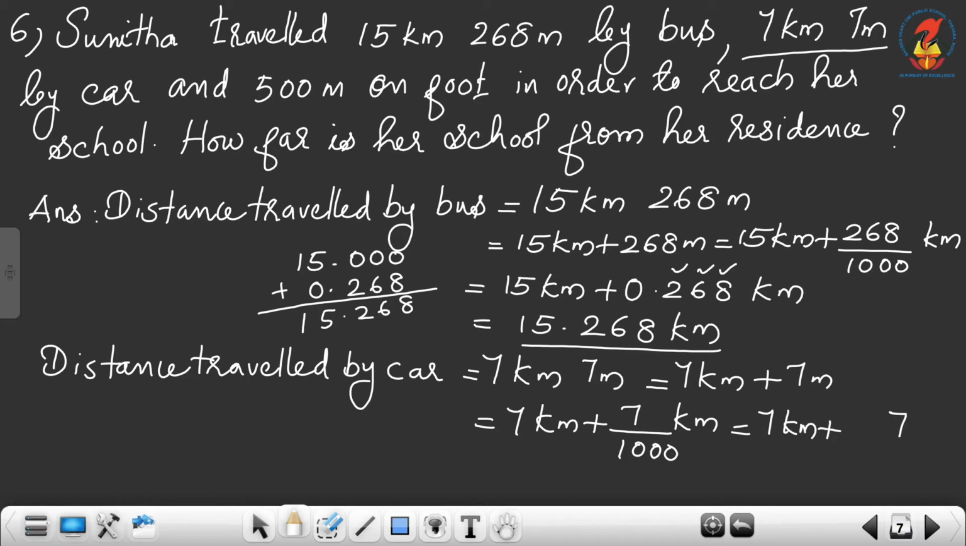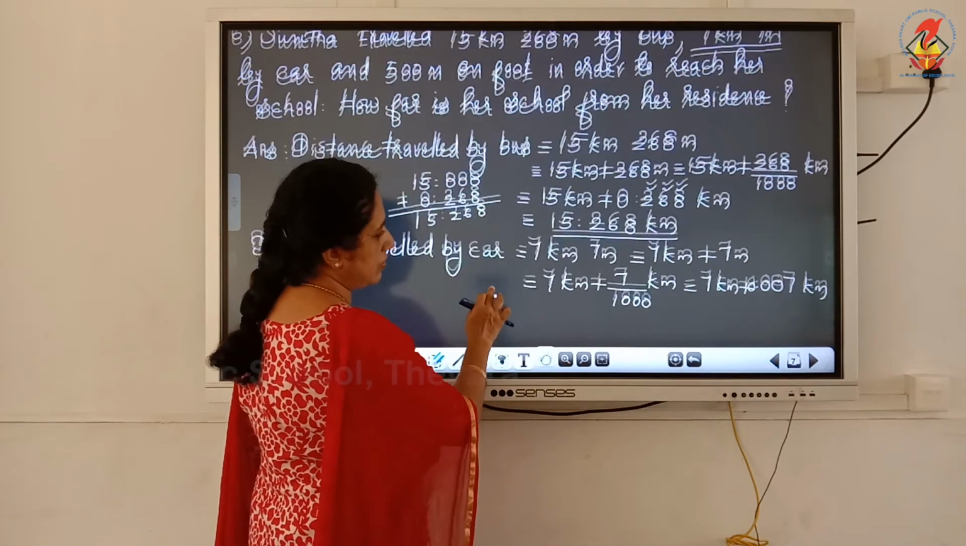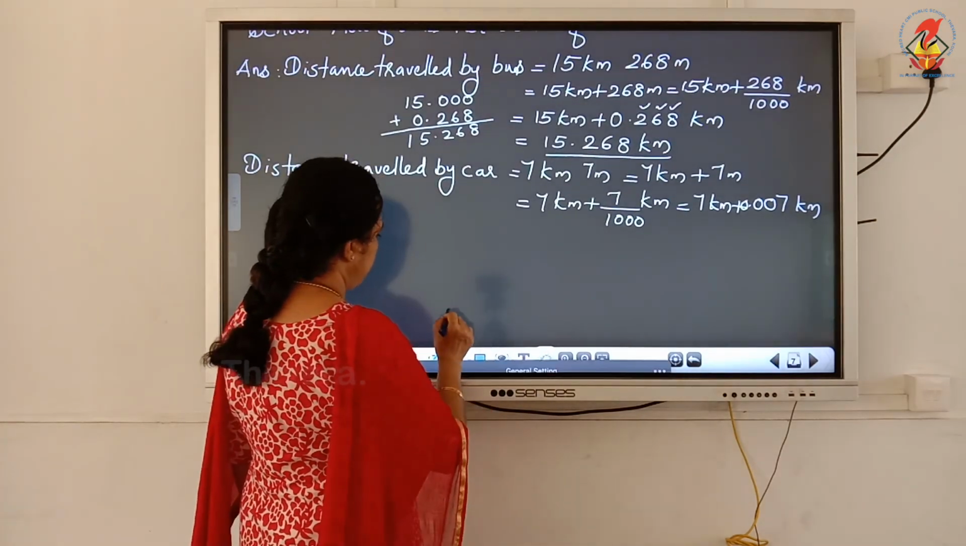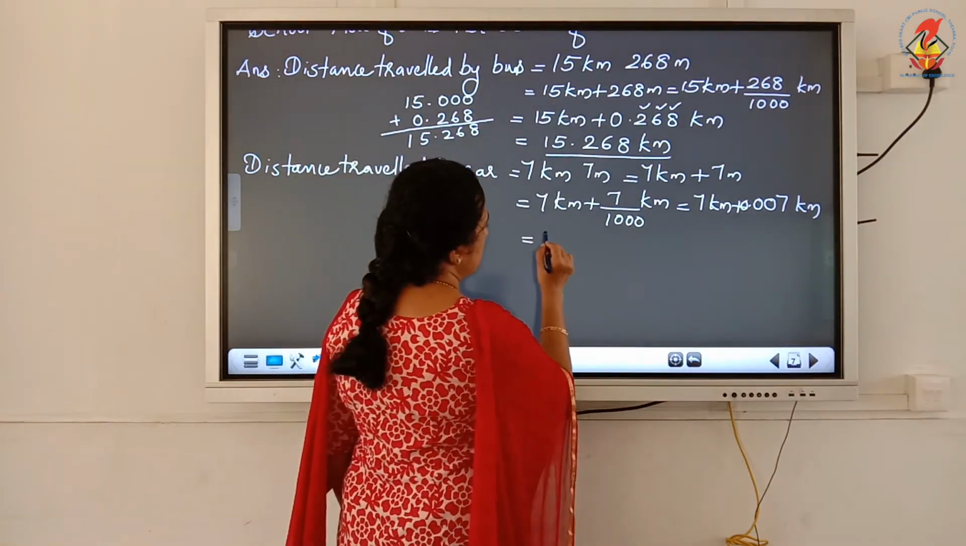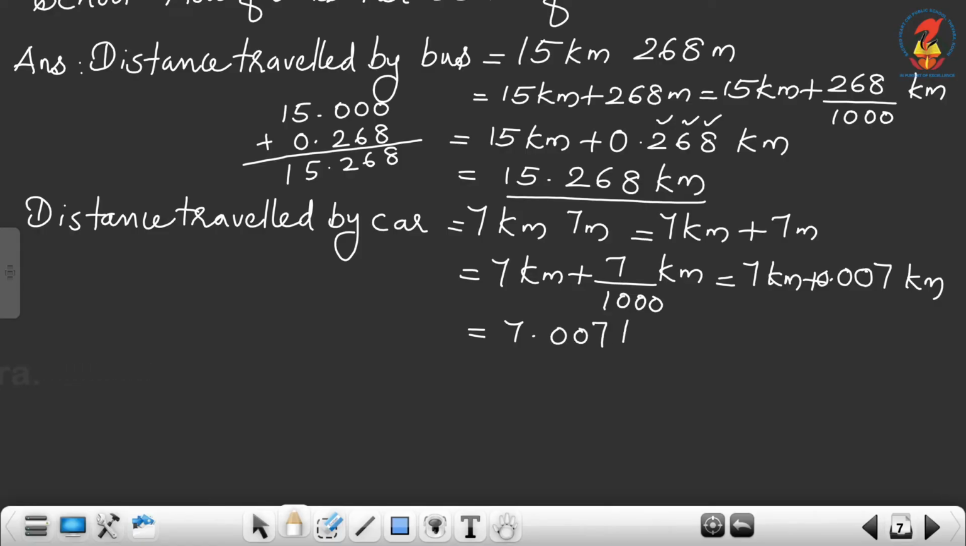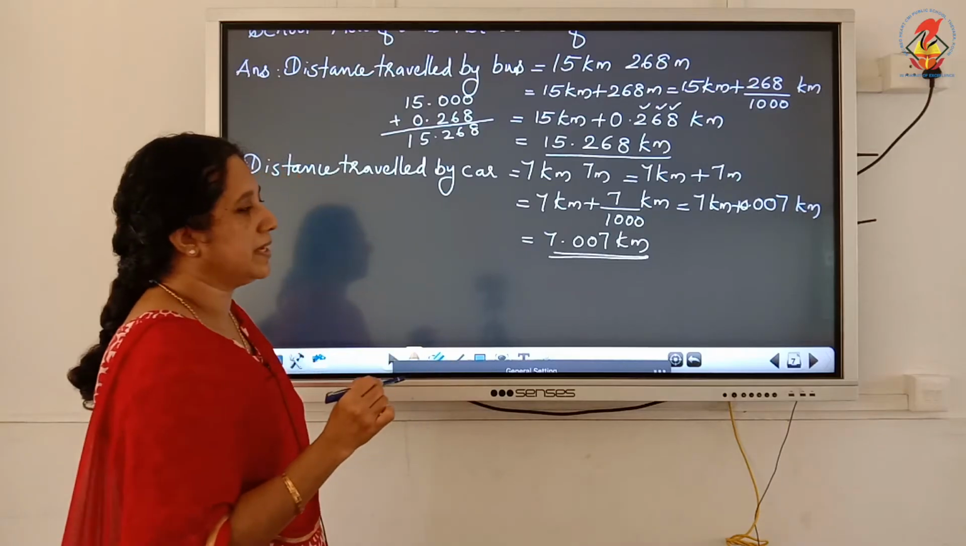Now 7 by 1000 means, we have a 7 in the unit place, and after 1 we have 3 zeros. So we have to move 3 digits to the right, starting from the unit place. So 7 is already there, we need 2 more digits. So we can put 0s, and the whole number part is not present, so we can put 0 in the whole number part. So 0.007 kilometer. Then 7 kilometer plus 0.007 kilometer, what will you get? Which is equal to 7.007 kilometer. So that is the distance travelled by car.